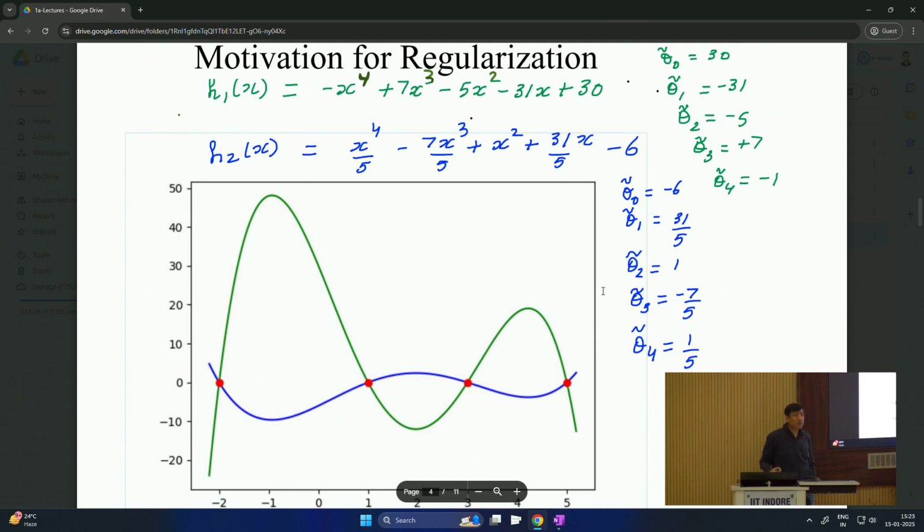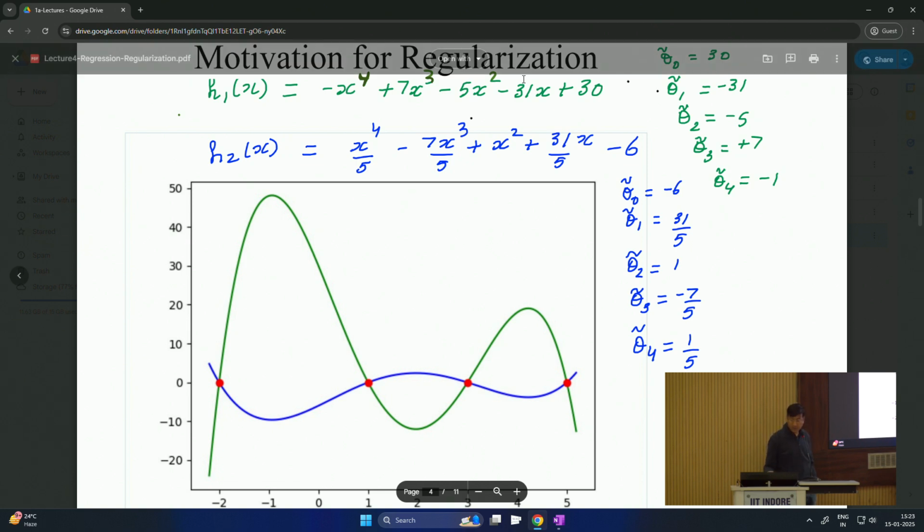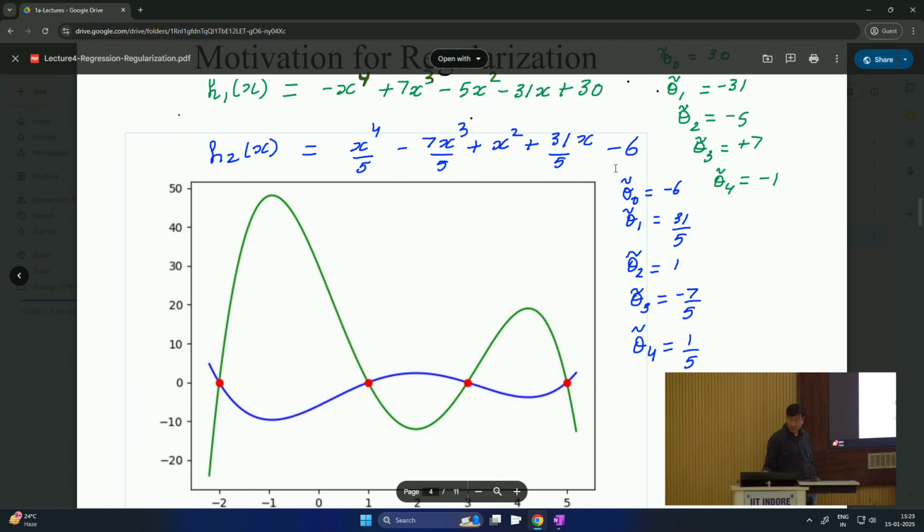The constants in front are different, right? If you look at the first one, it's -1, 7, -5, -31, 30. These are the thetas or theta tildes. I'm referring to these tildes because I'm working in a non-linear context. When I divide that by a -5 value, I end up getting the second curve: 1/5, -7/5, +1, +31/5, -6.